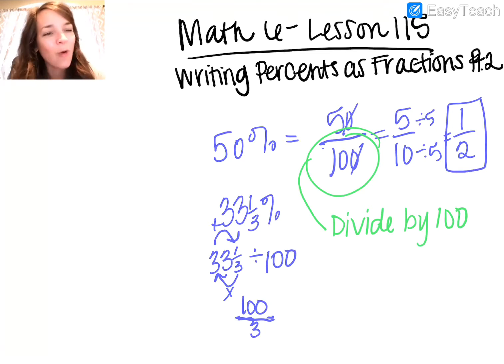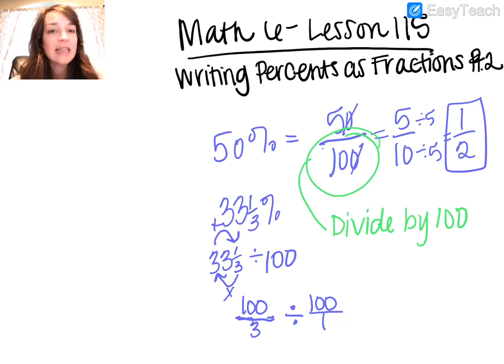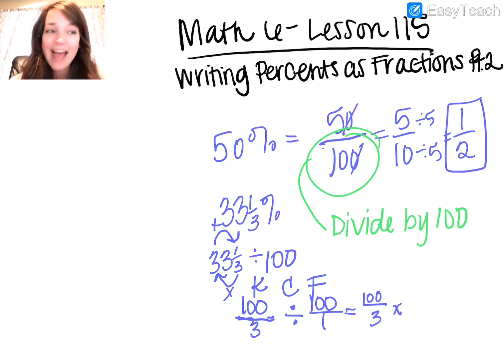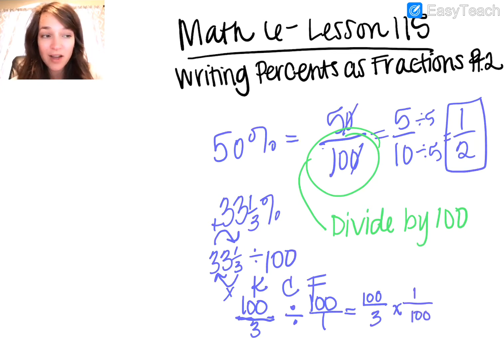Okay, so 100 over 3 divided by 100. Now 100 is not a fraction, so we can make it a fraction by putting it over 1. And let's review our rules for dividing fractions. When you want to divide fractions, you have to keep, change, flip. So we're going to keep that first fraction the same, change the division to multiplication, and flip that second fraction so that it becomes 1 over 100.